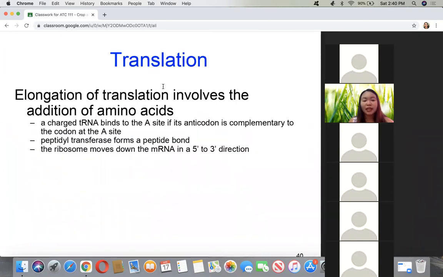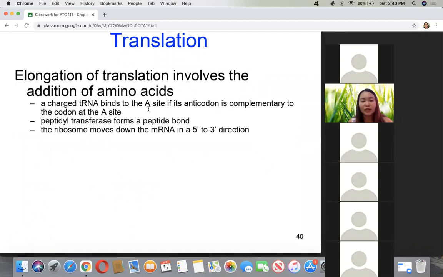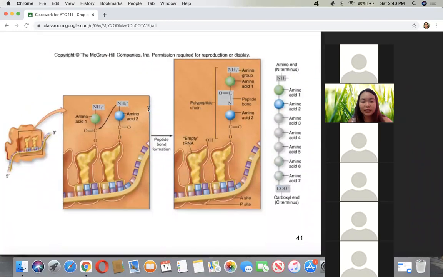We also have elongation of translation, which involves the addition of amino acids. Here again are the steps. From here, the amino acid chain will grow toward its different amino terminus.